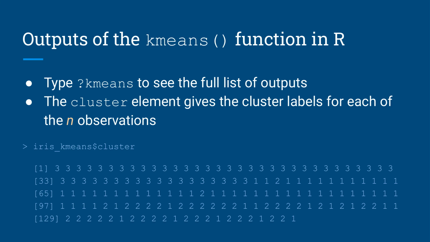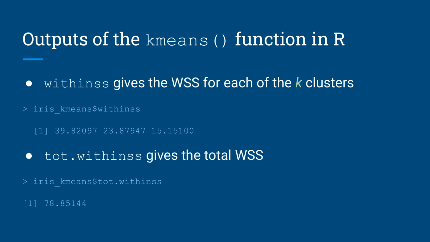The kmeans function returns a number of things, and I encourage you to type ?kmeans into the R console to read the documentation for the function. The returned components that are likely of the most interest are the cluster element and the withinss element. The cluster element is a vector of length n, letting you know the cluster assignment for each of the n observations. The withinss element gives the within sums of squares for each of the k clusters. You can also access the total within SS through the tot.withinss element.